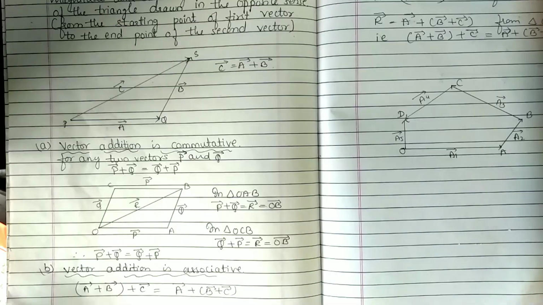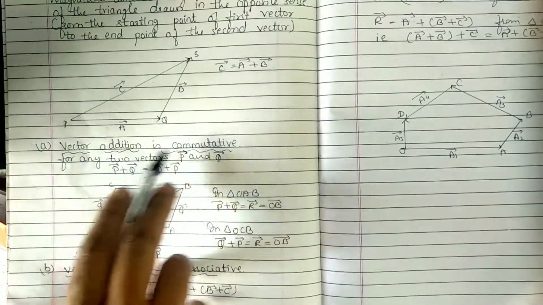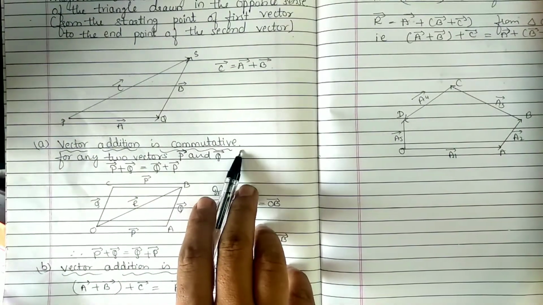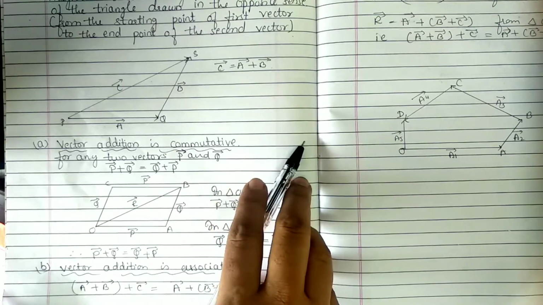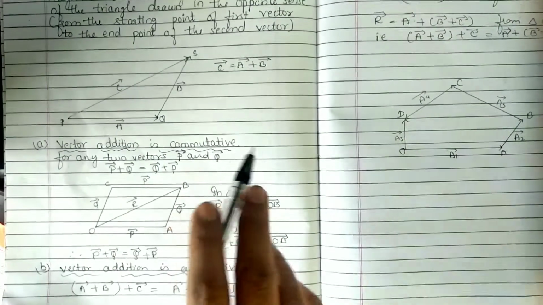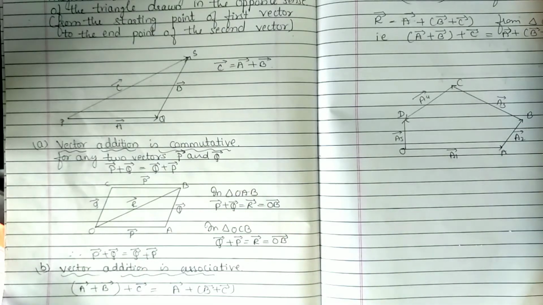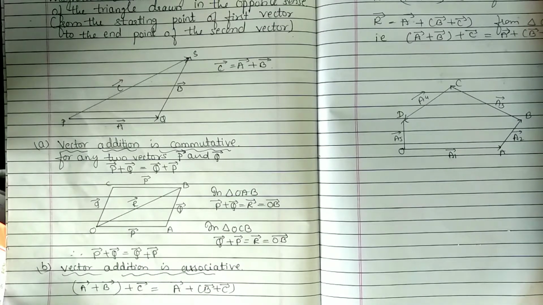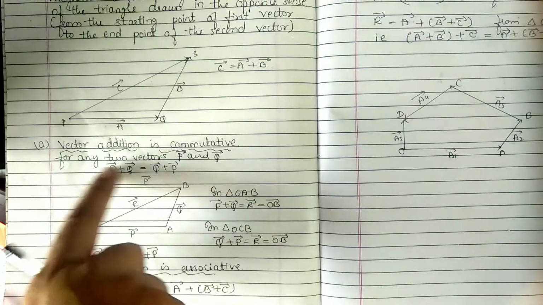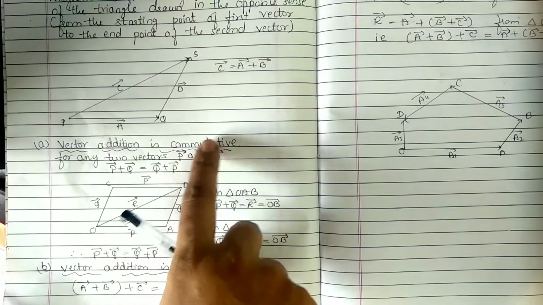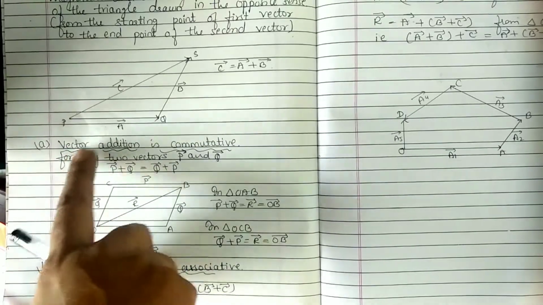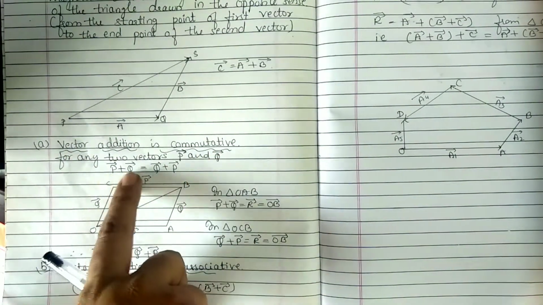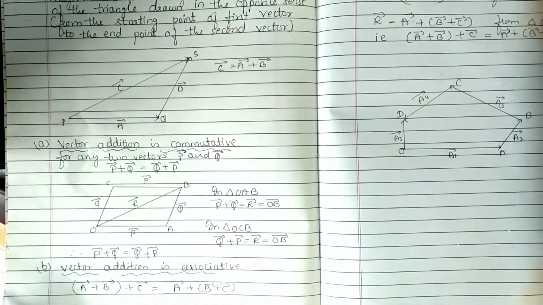If you proceed further, let us take that vector addition is commutative. What do you mean by commutative? In maths, if 2 plus 3 is 5, what is 3 plus 2? That is also 5. So 2 plus 3 is equal to 3 plus 2. That is called commutative. It means if you change the order of the numbers, the result remains the same. So if I am considering the commutative law for two vectors P and Q, vector addition obeying the commutative law means P plus Q should be equal to Q plus P.